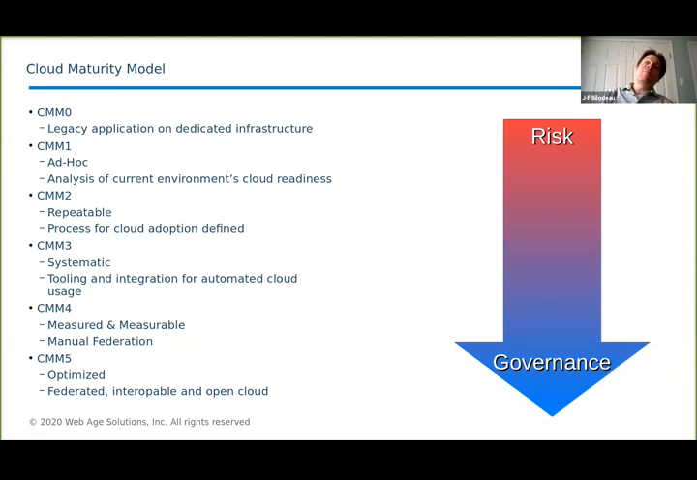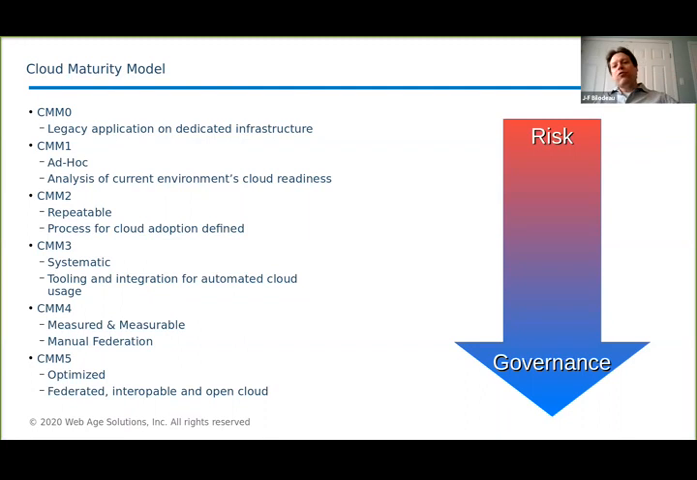So starting with CMM 0, Cloud Maturity Module 0, this implies that we're still on-prem, working with legacy applications, i.e. applications that are not cloud enabled. All right, it doesn't mean that your legacy applications are bad. I know legacy is a bad word, but in this context it simply means it is not a cloud-based application. So our legacy applications are running on dedicated infrastructure.